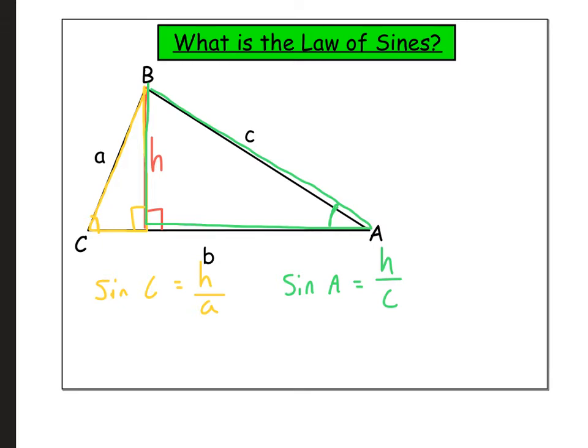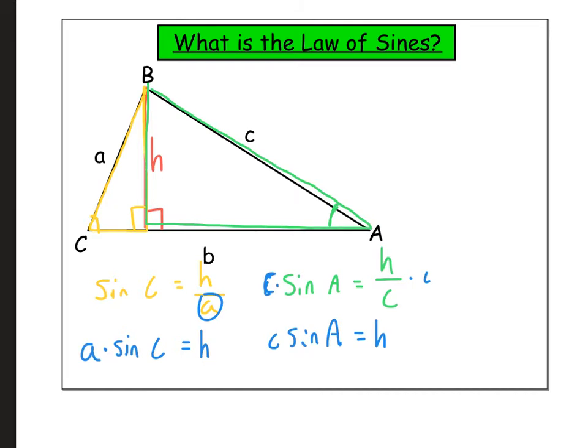Basically, what I'm going to do on this first one here, I'm just going to multiply both sides by a. So it would be a times the sine of C equals h. Okay, I just multiplied by that a. And I'm going to do the same thing to the green equation. I'm just going to multiply both sides by c. And we will have c times the sine of A equals h. Okay, just some algebra. That's a c there. Sorry, it's a little sloppy.